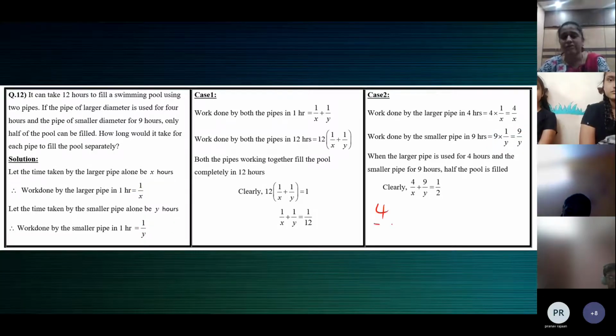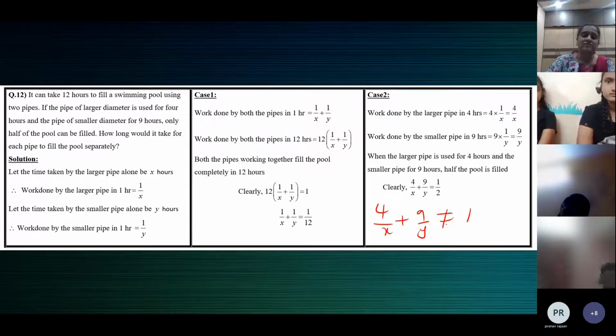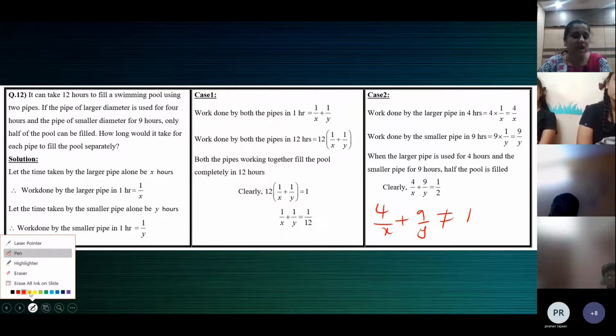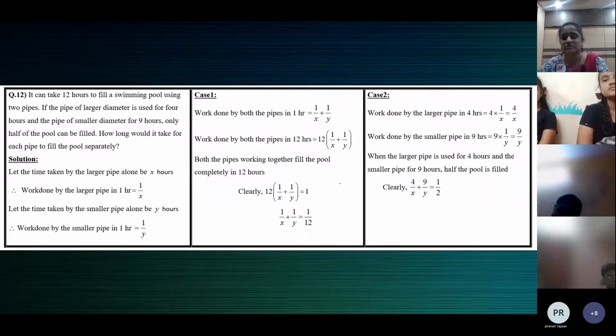Now 4 by x plus 9 by y is not 1, because when the larger pipe is used for 4 hours and the smaller pipe is used for 9 hours, the tank is not completely filled. I'm using tank and pool, I'm just mixing the words. When I say tank, it's the pool only. So when these two pipes work like this, the entire pool is not filled. Only half of the pool is filled, meaning half of the work is done.